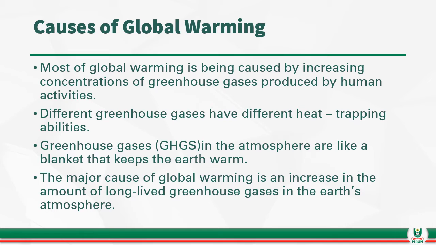The third one is that greenhouse gases in the atmosphere are like a blanket that keeps the Earth warm. This protective blanket helps make the planet habitable. But over the past 200 years, humans have greatly increased the level of greenhouse gases in the atmosphere by burning fossil fuels like oil and coal. This is like throwing on a second blanket, causing temperature to rise.